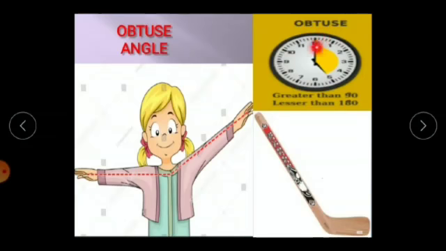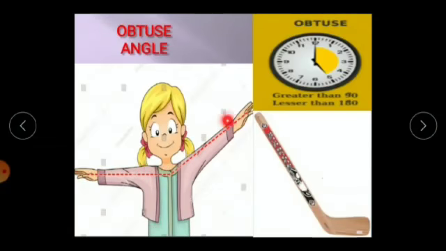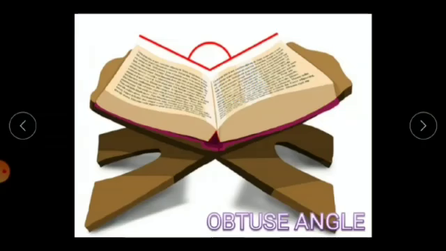Obtuse angle. An angle whose measure is greater than 90 degrees and less than 180 degrees is known as an obtuse angle. Here are some examples of obtuse angle.